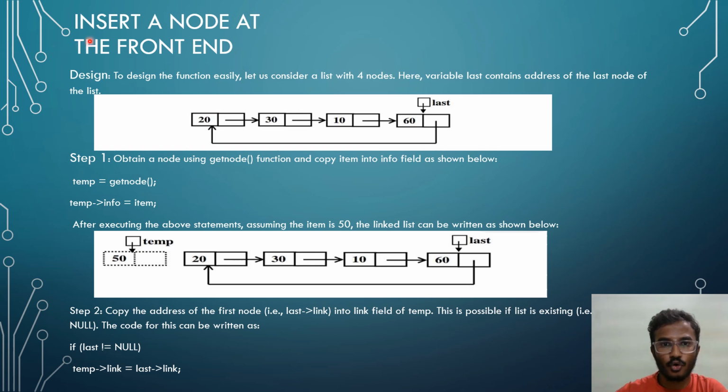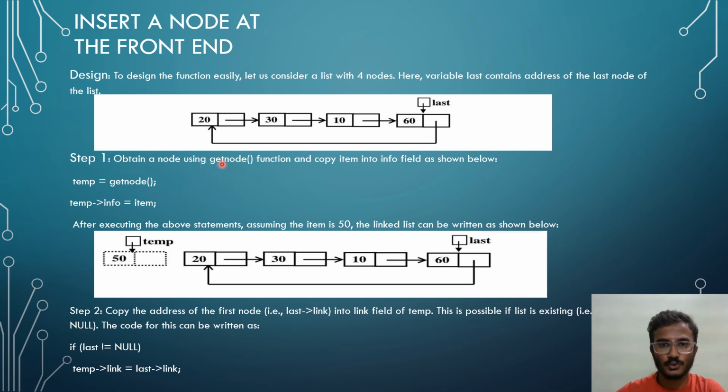Let us know about inserting a node at the front end. To design the function easily, let us consider a list with 4 nodes. Here, variable last contains the address of the last node of the list. Here we can see the 4 nodes 1, 2, 3 and 4. This is the last node.